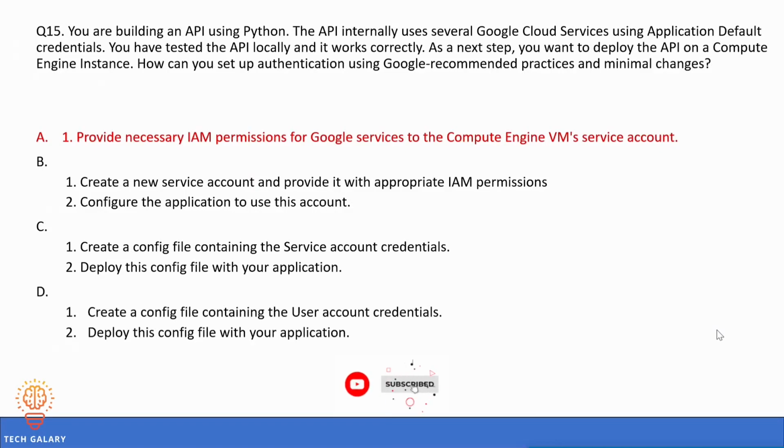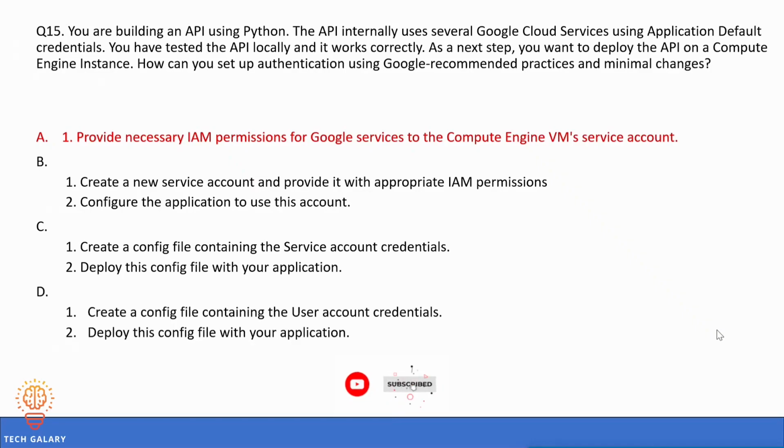Let's take a look at option D. Create a config file containing the user account credentials. Deploy this config file with your application. Even this option suggests to create a config file with the user account credentials. So this will expose the credentials, which is not a best practice. So this option is also not correct.